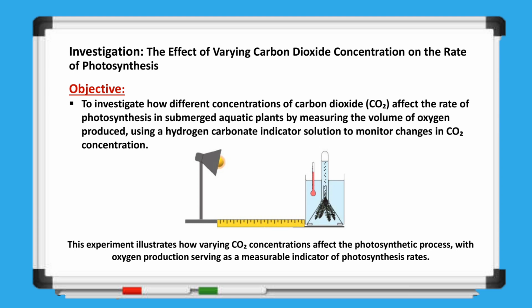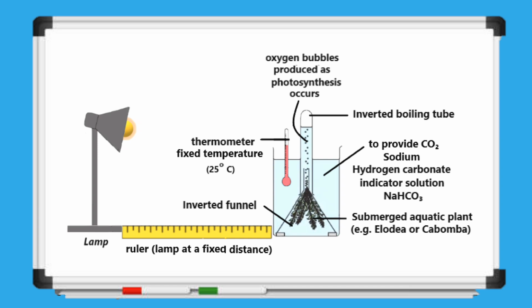This is because oxygen is released as a byproduct during photosynthesis, so if more oxygen is produced, it means photosynthesis is happening faster. We also use a special solution called hydrogen carbonate indicator to help us observe changes in the level of carbon dioxide. Now coming to the experimental setup.